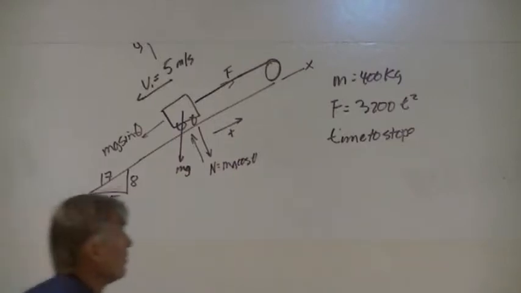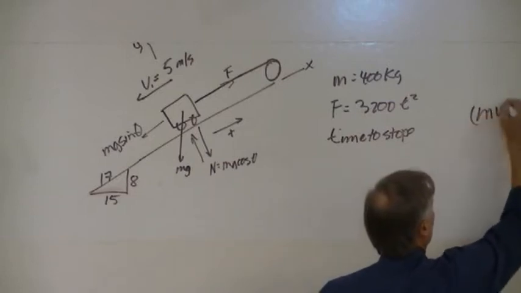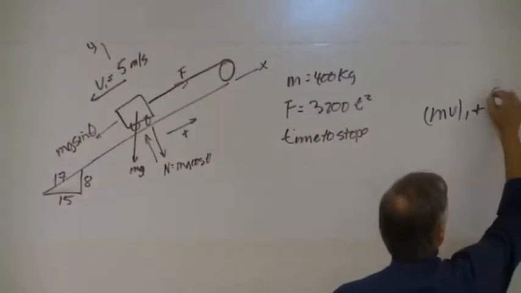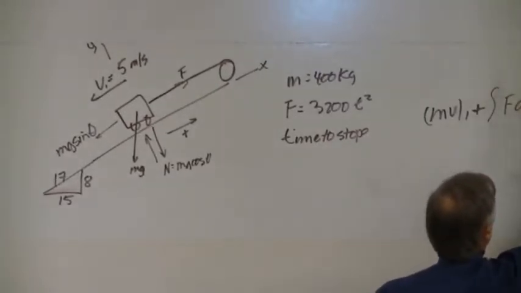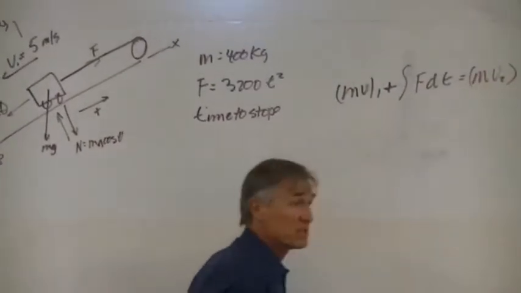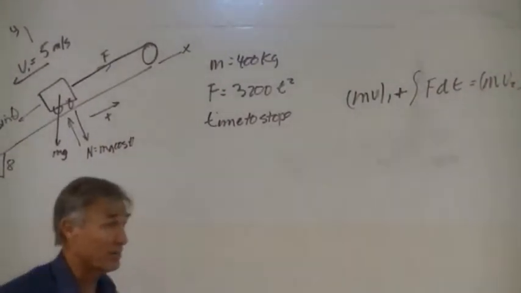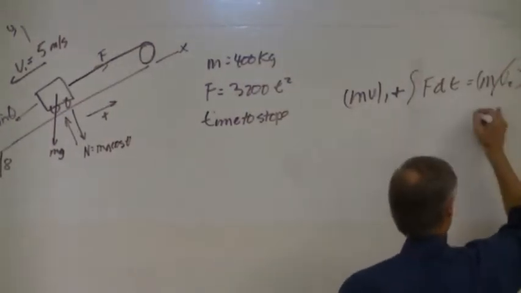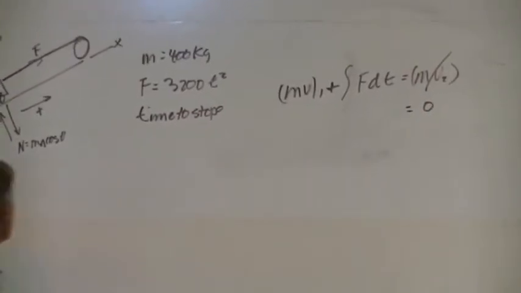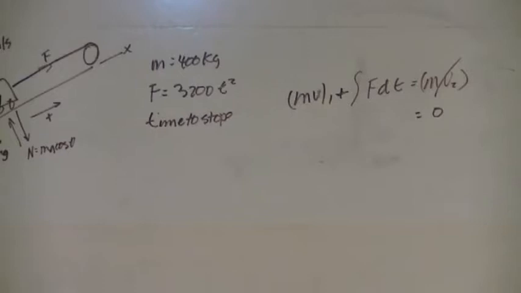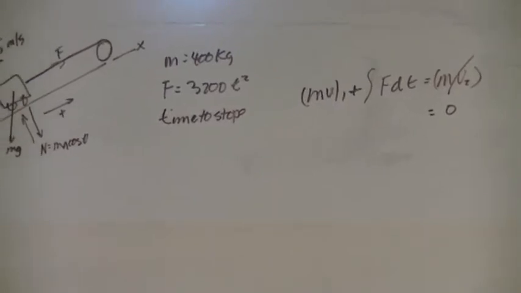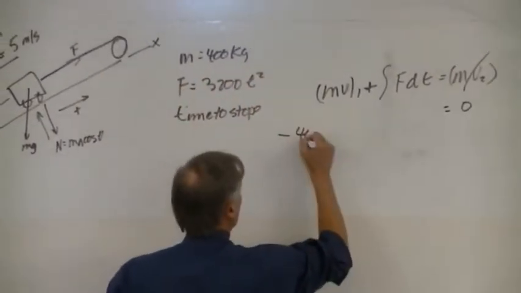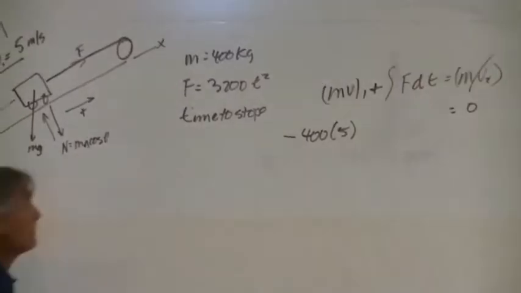So let's write our momentum equation, mv1 plus the integral of F dt equals mv2. And just like in energy problems, if we know what is happening, we know that our ending condition is 0, and we just make that equal to 0. We have defined positive as going up the hill, so I have a beginning speed going down the hill, so my beginning momentum is negative 400 kilograms times 5. Okay, that's my beginning momentum.